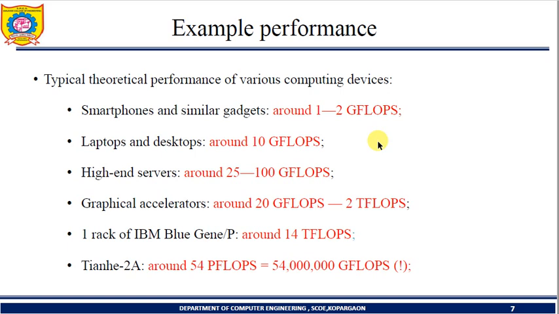And then graphical accelerators having around 20 G flops to 2 T flops. Then one rack of IBM Blue Gene computing systems has around 14 T flops, and TI2 around 54 P flops. There are around 54,000 G flops operations executed per second.